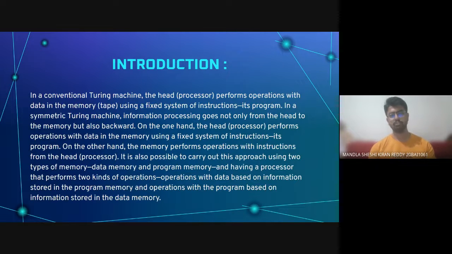Next, we'll be discussing the comparison between the conventional Turing machine and the symmetric Turing machine. First, let's see how the conventional Turing machine works. In a conventional Turing machine, the head, which is the processor, performs the operations with the data in the memory, which is called the tape, using a fixed system of instructions, which is called the program.